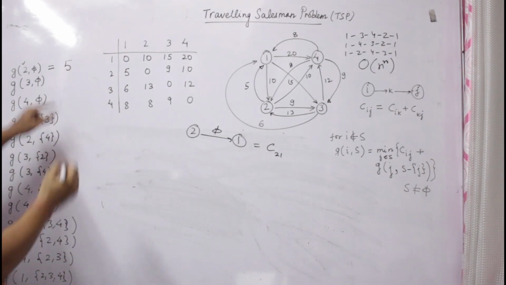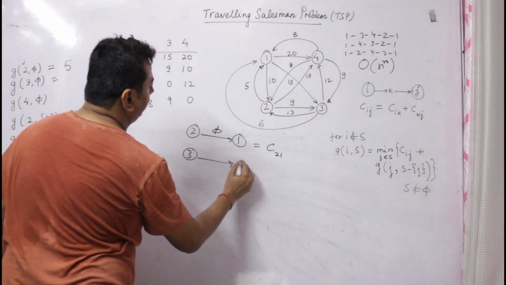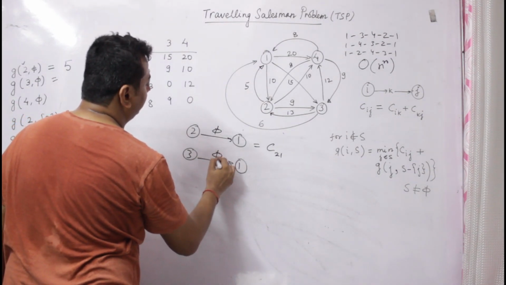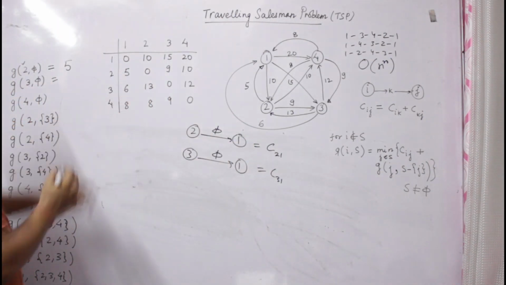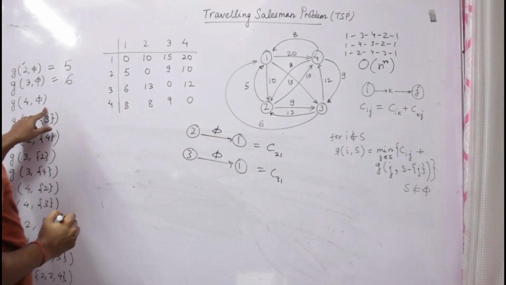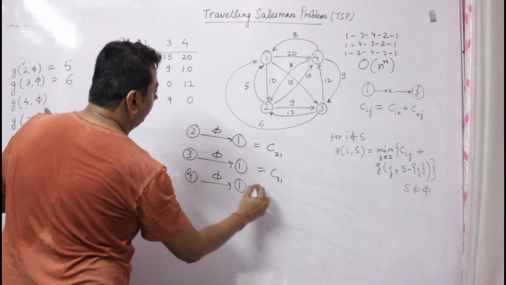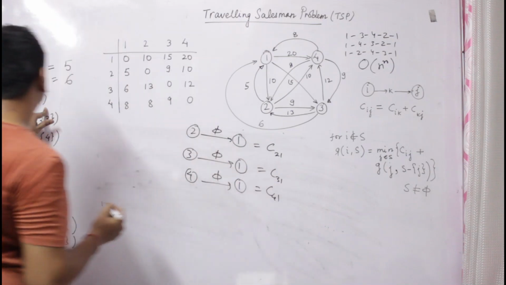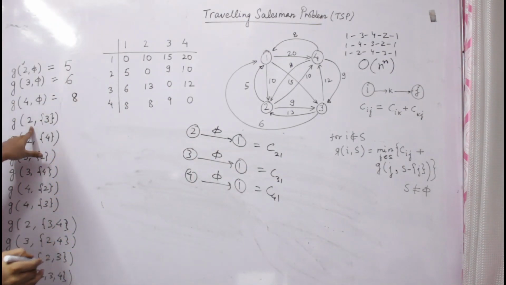What is G(3, {5})? You are at 3 and you need to go to 1. That is C31, which is 6. G(4, {5}): you are at 4 and you have to go to 1. This is C41, and C41 is 8.